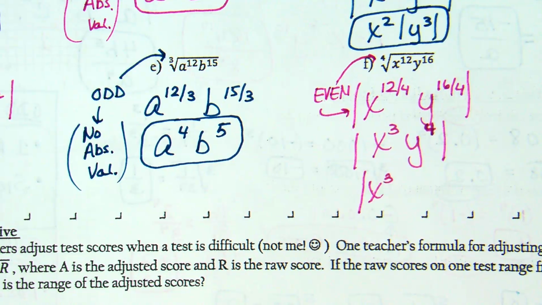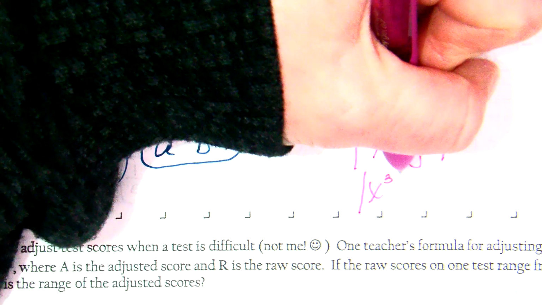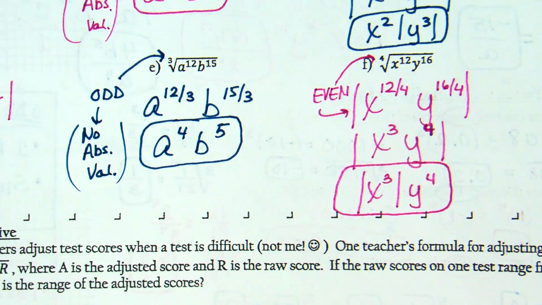What about y to the 4th? Could y to the 4th be negative? No. Y to the 4th could never be negative because it's an even power. So that one will be outside the absolute value. So I'm going to write this as absolute value of x to the 3rd times y to the 4th. Okay?